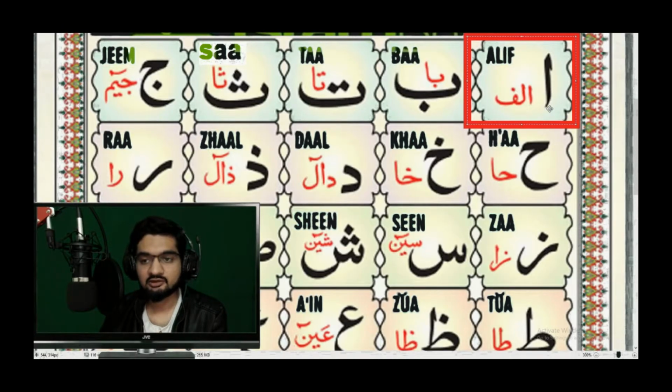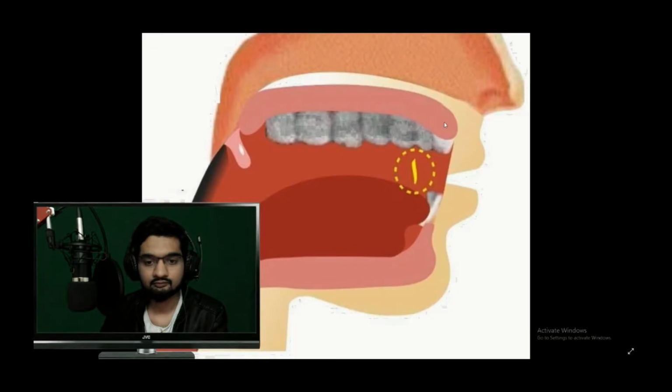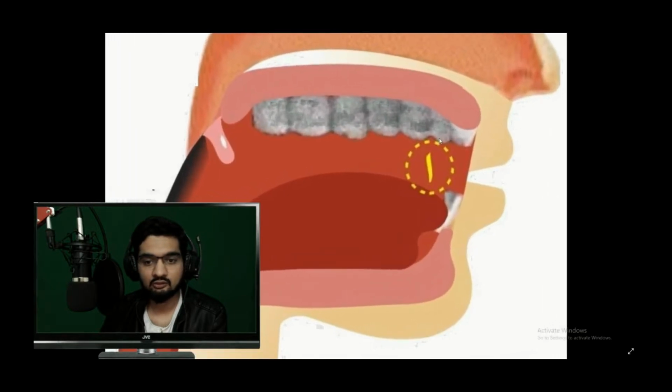These are the Arabic alphabets. This is the first Arabic alphabet, Alif. As you can see on the screen, the yellow part is indicating the origin of the sound of Alif. Alif is pronounced from the inner wet part of the lips, also known as the hollow part of the mouth.